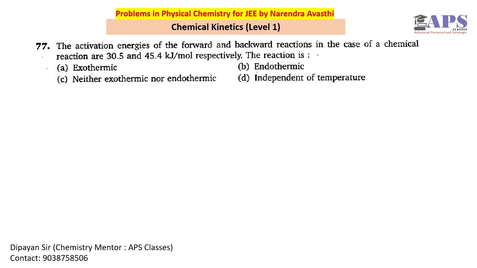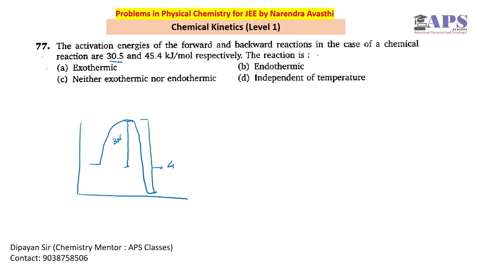In question number 77, the activation energies for the forward and the backward reaction are given: the activation energy for the forward reaction is 30.5, and for the backward reaction it is 54.5. From the potential energy versus reaction coordinate graph, it is clear that it is an example of an exothermic reaction. So option A will be the correct option.